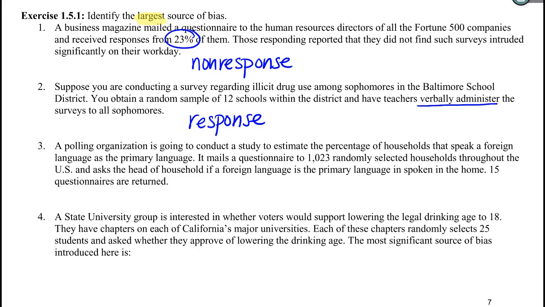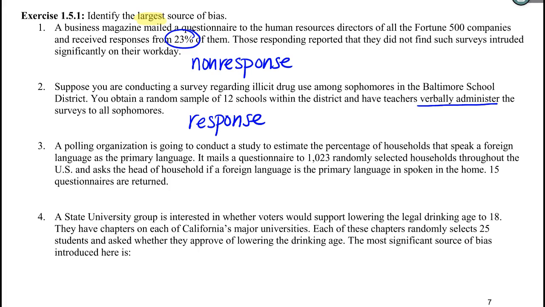Because we're having teachers verbally administer a question about drug use. And if this is my teacher and I'm a sophomore in high school, I'm probably not going to answer that question truthfully if the answer is that I have used some sort of illicit drug.